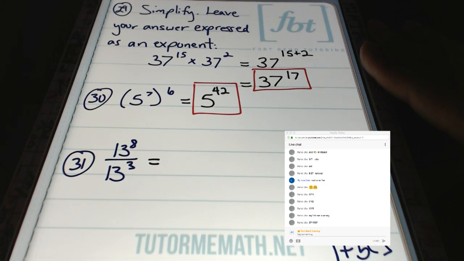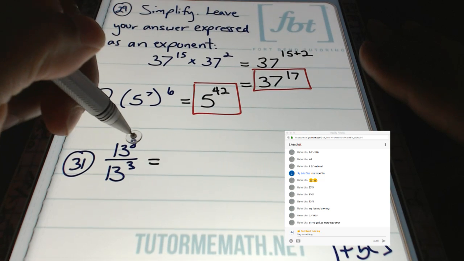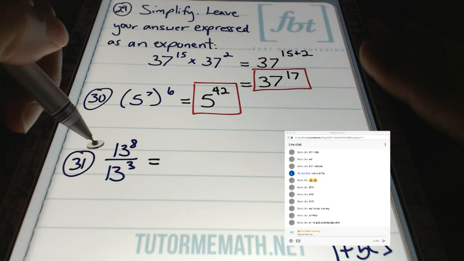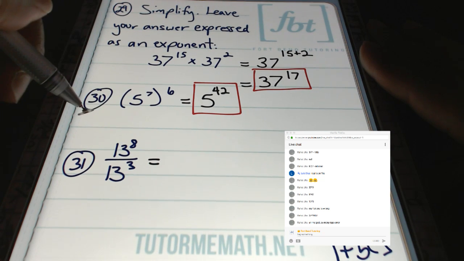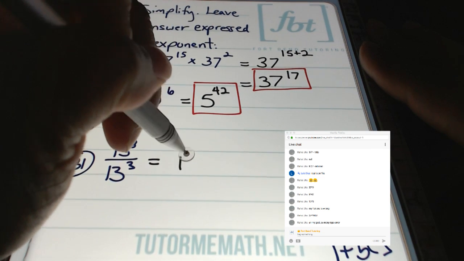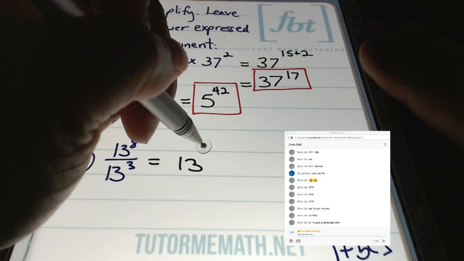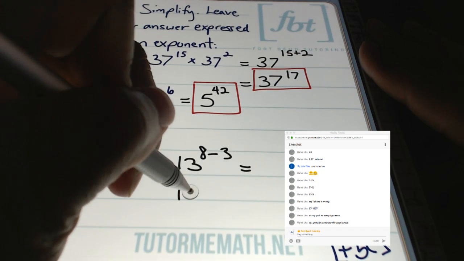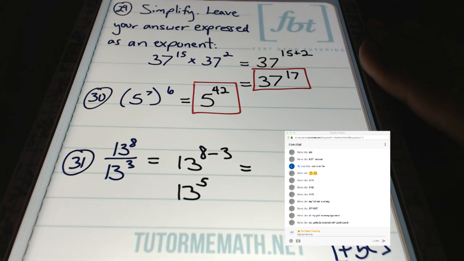Here, we can apply the quotient rule for exponents. We have 13 raised to the 8th power divided by 13 to the 3rd power. When you have a situation like this, your like bases are dividing, you subtract the exponents. When you have like bases dividing, subtract the exponents. In other words, this is equivalent to 13 raised to the 8 minus 3. So you'll end up with 13 to the 5th power. This is your answer.